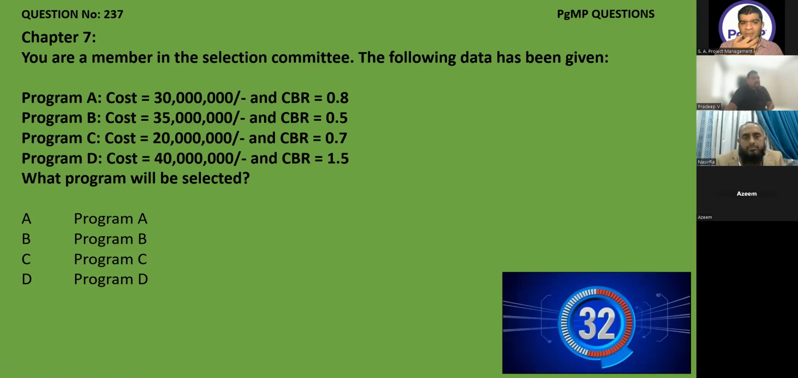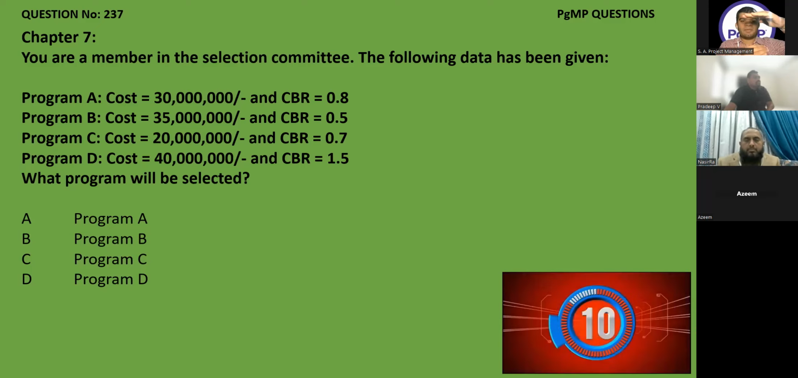What is CBR, Mr. Pradeep? Cost benefit ratio. Higher CBR is better or lower CBR is better? Higher is better. Eh? No, lower. It's the opposite. If it is BCR, then the higher the better. Yes. CBR is lower the better. CBR means cost to benefit. Cost is above, benefit is below. So if it is lower, it is better. It means you are at low cost, you are getting more benefits.